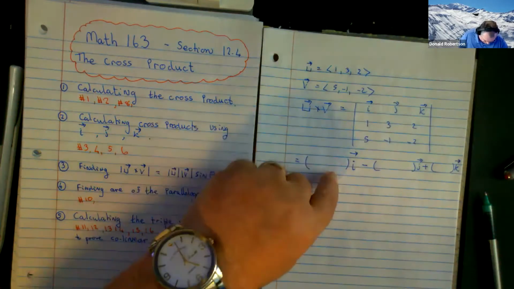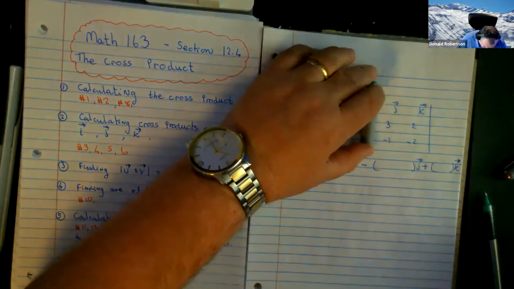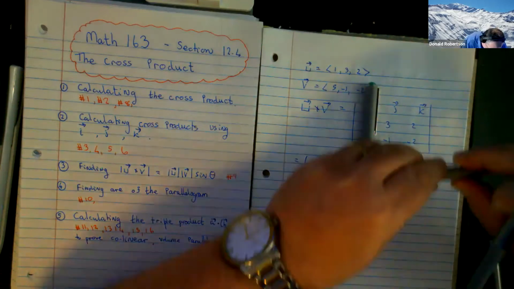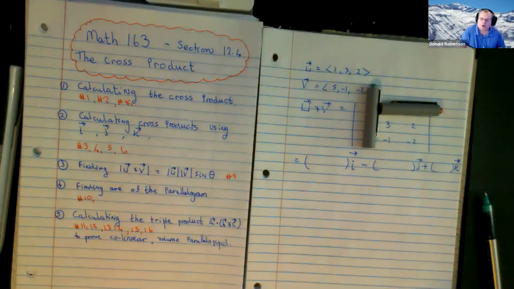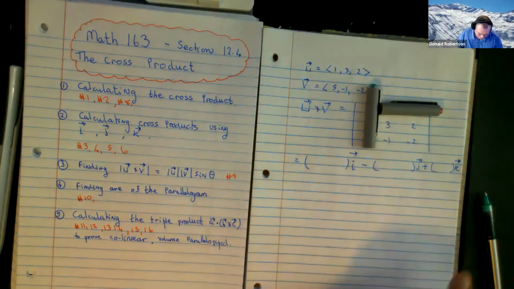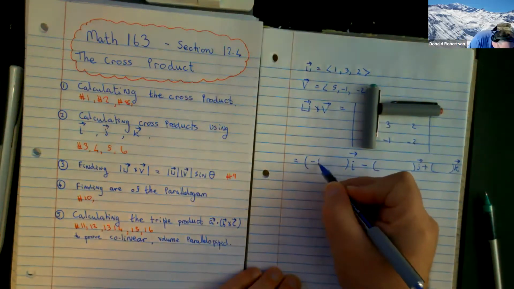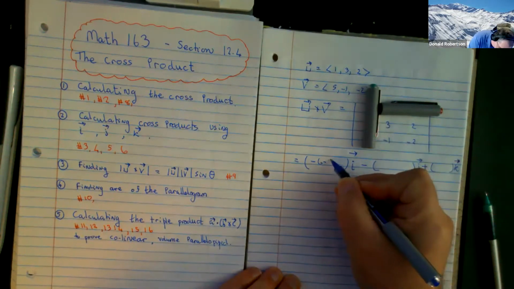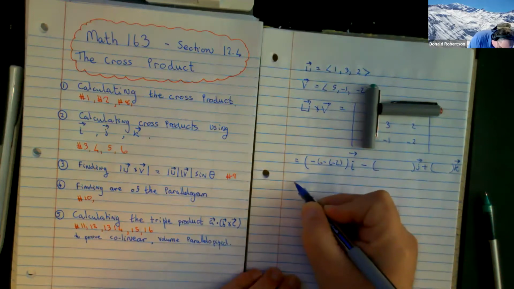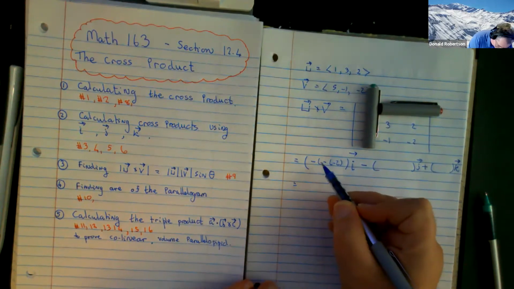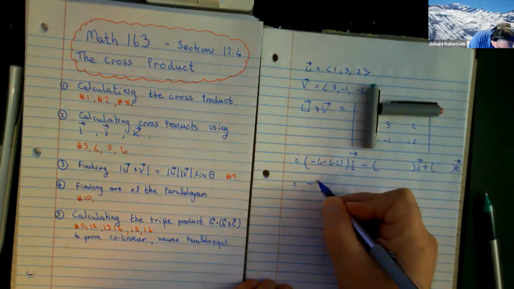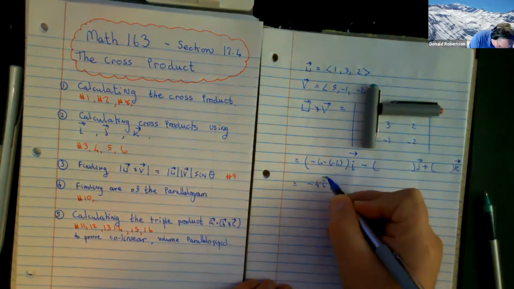So if you want to get the first one, the i, you cover up column i, just like that. And what you should see is a 2 by 2 matrix, and you get major diagonal, -6, take away minor diagonal, -2, and that ends up being what? -6 add 2, so that's -4i.